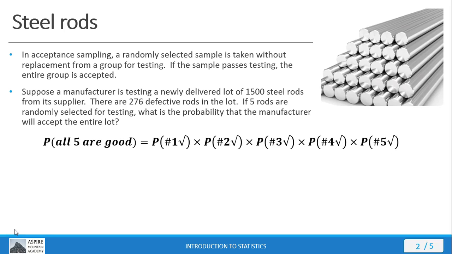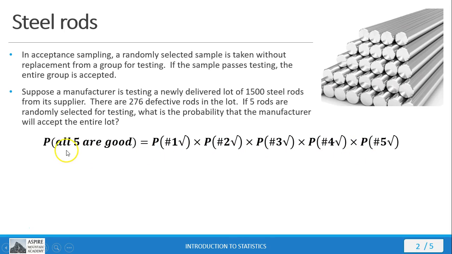So the first thing we want to do is use our multiplication rule. The probability that all 5 are good is what we're looking for, because the probability that we'll accept the entire lot is the probability that all 5 of the rods we sample are going to pass our acceptance testing. So this is the probability that the first one checks out, and which means multiplication, the probability that the second one checks out, and the probability that the third one checks out, and the probability that the fourth one checks out, and the probability that the fifth one checks out.